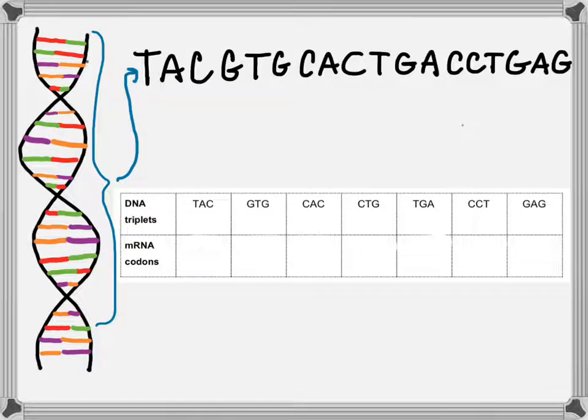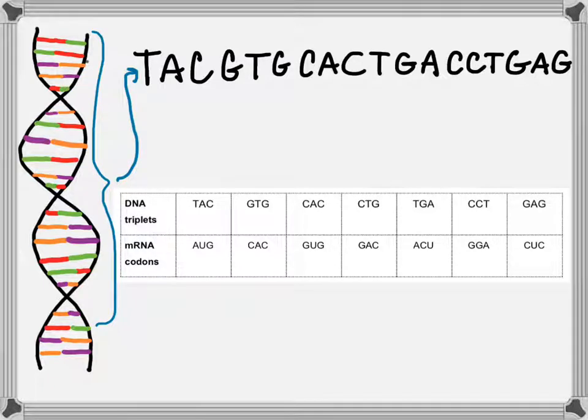You should have, for your mRNA codons, AUG for TAC, CAC, GUG, you know these. GAC, ACU, GGA, CUC, yeah, you got it.